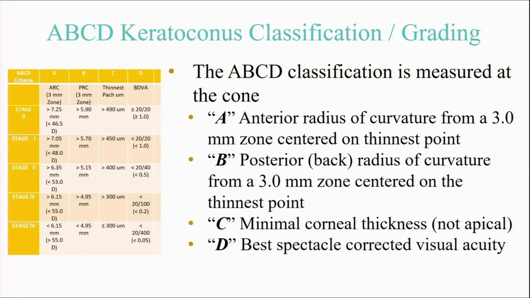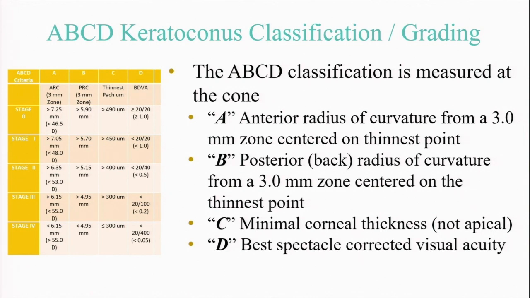So a couple of years ago, we introduced a new classification system, really because of the global consensus recognized that Amsler-Krumeich was really not appropriate with new interventions like cross-linking. And the ABCD classification graded each anatomical layer. A was the anterior radius of curvature from a 3 millimeter zone centered on the thinnest point. Again, Amsler-Krumeich was just an apical reading. This is centered at the cone.